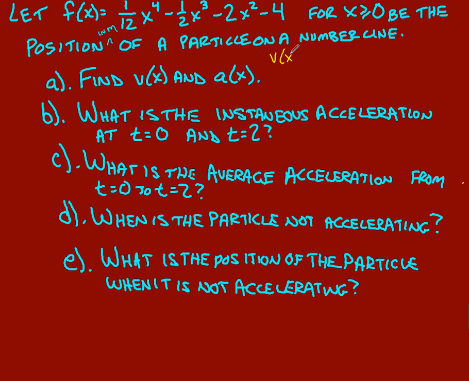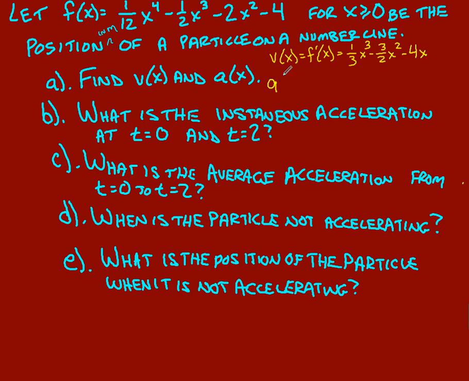Velocity is always just the derivative of position. So all I'm going to do is take the derivative of that first guy. So I bring the 4 down in front and get 4 over 12. That can reduce to be 1 over 3. My exponent is now x to the third. I'm going to bring the 3 out in front and get negative 3 halves x squared. Make sure you see that is a negative, a minus sign there. This will be then minus 4x, and then the negative 4 just disappears.